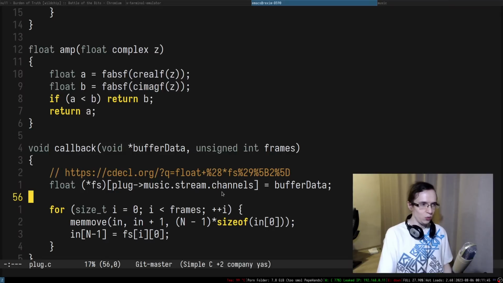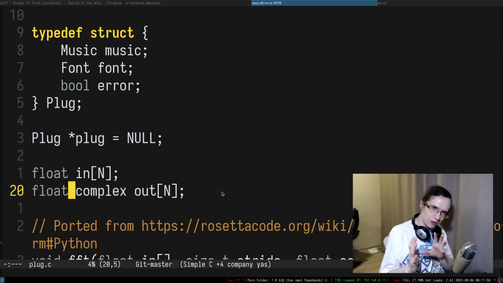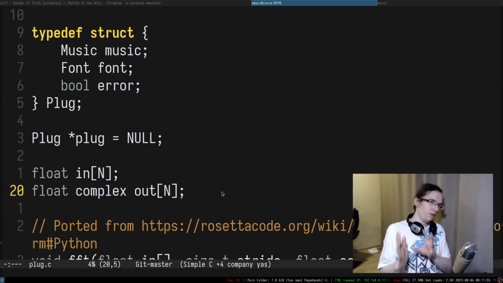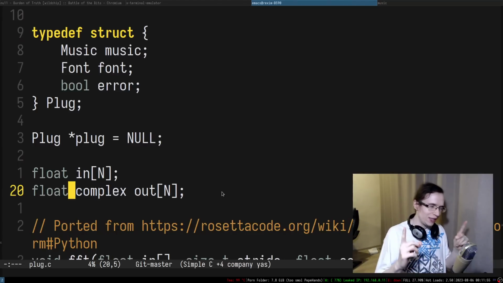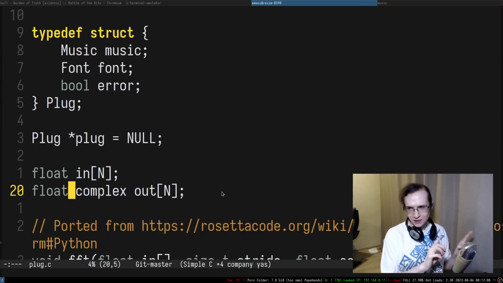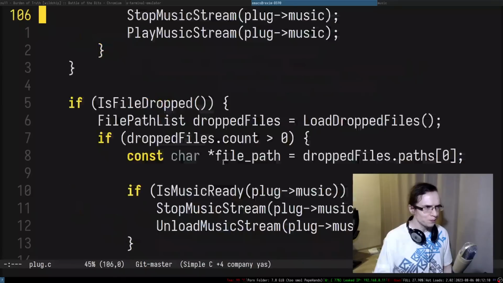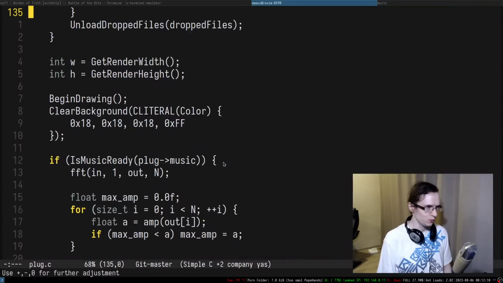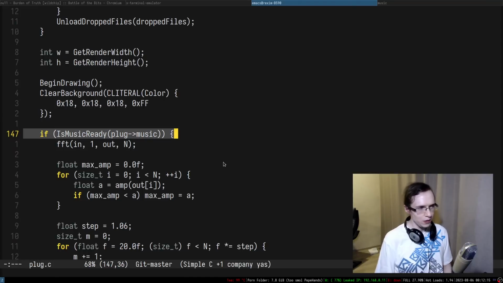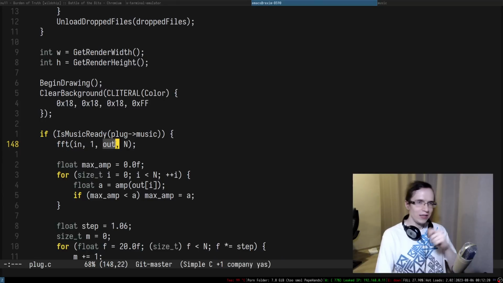A frame is a pair of samples for the left and right channel, for the left and right ear. Right, and what we're doing here is we basically push those samples to the global input buffer, from right to left, sort of like in a ring buffer fashion. And essentially that input buffer becomes like a rolling window over the playing song. Right, so it's basically smoothly rolling over the song. Then on each frame in the plug update somewhere here, what do we do with that window? Yeah, in here, if the music is playing, we're doing FFT on that input into the output.